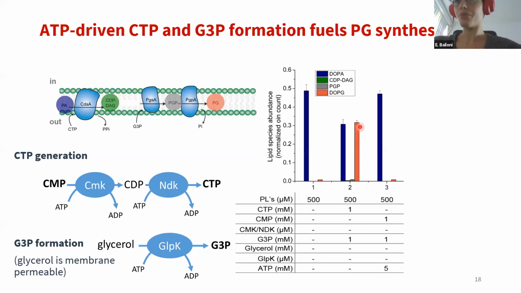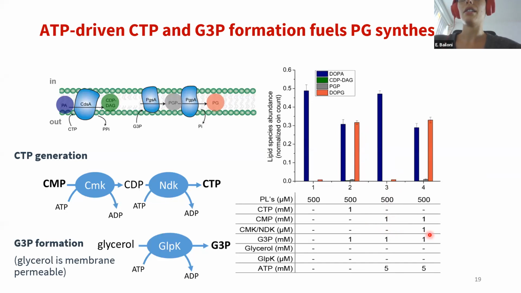Next, we add CMP, but not yet any of the enzymes for CMP phosphorylation. So obviously we lose the PG signal here because synthesis cannot happen from CMP. However, when we do add both CMK and NDK, we restore the signal for PG because now we have enzymatically produced CTP in the system that allows for the reaction to proceed.